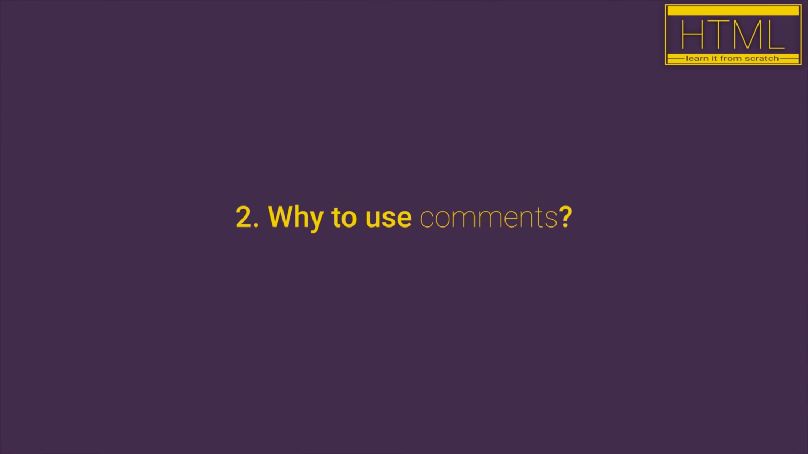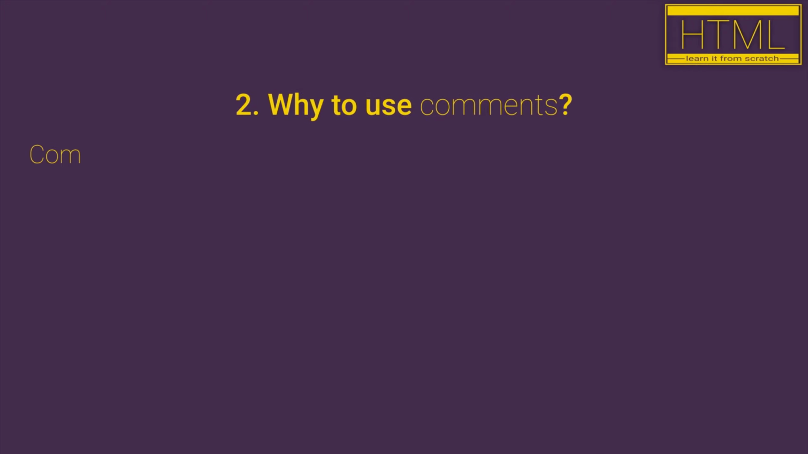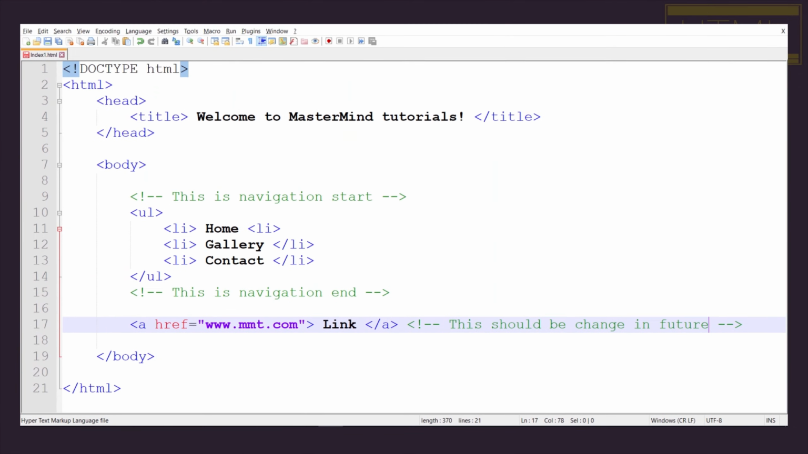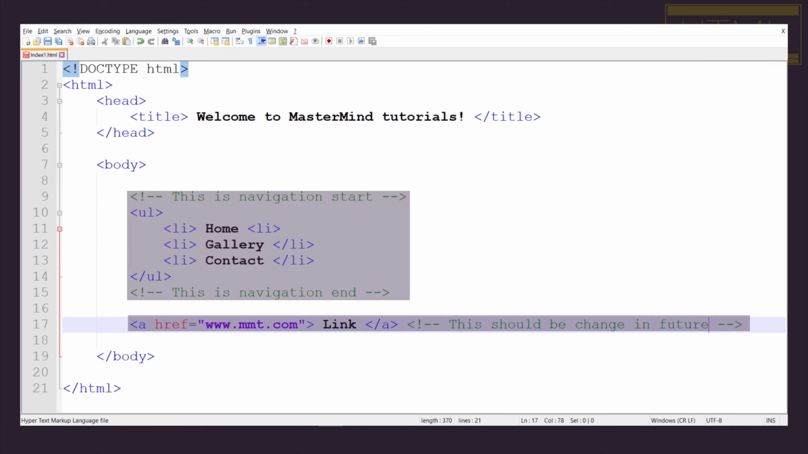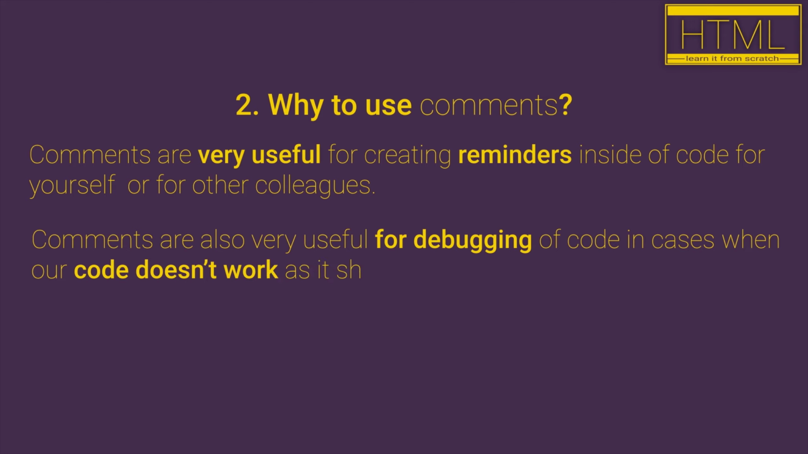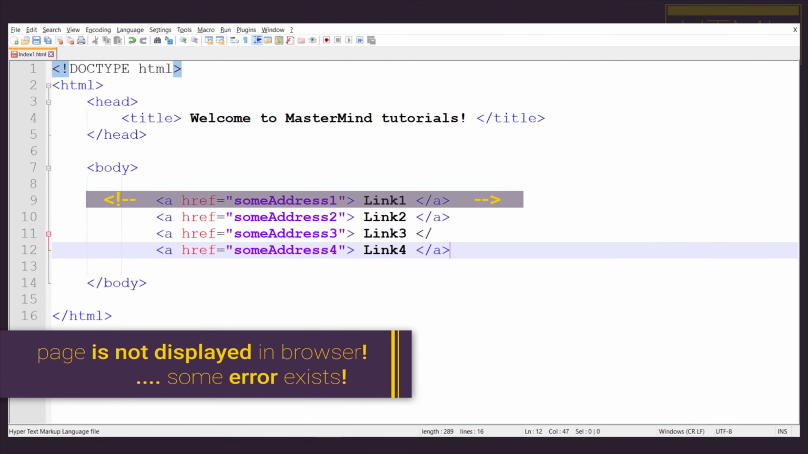Why use HTML comments? Well, comments are very useful in cases where we need to place some reminders for ourselves or for other colleagues, for example, what has been done or what should be done in our code. Also, comments are useful if we need to solve some problem or for debugging, because we can comment out line per line of our code until we find the error.